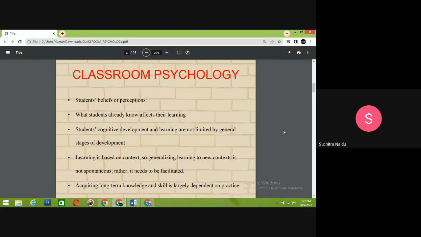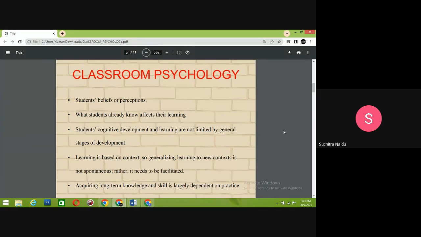So here you're involving the student so that the student also feels responsible or accountable, and he feels like showcasing himself. Okay, so you have to understand these learning patterns. Then the next one is learning is based on context. So generalizing learning to new context is not spontaneous, rather it needs to be facilitated. Here, the teacher has to guide students as to how new abilities and new learning spreads out to other applications outside the learning context.